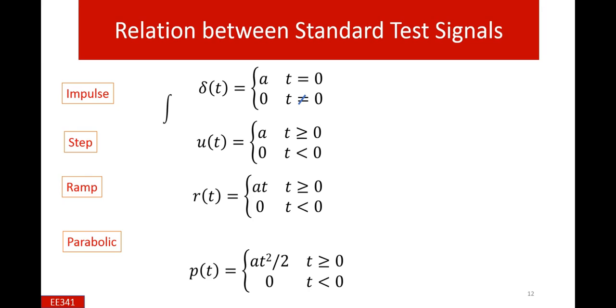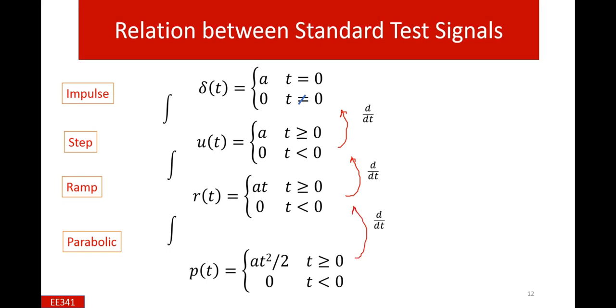So if we integrate the impulse function, we get a step function, and similarly integration of the step function represents the ramp function, and in a similar way the integration of the ramp function gives the parabolic. And the reverse process is simply if we take the derivative: the derivative of the step is the impulse, the derivative of the ramp function is the step function, and the derivative of the parabolic is the ramp function.